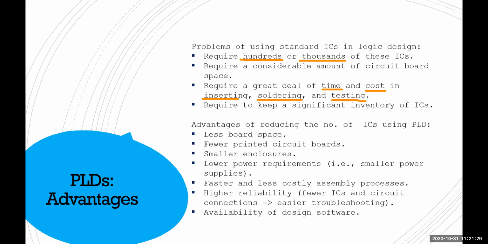It requires keeping a significant inventory of ICs. That means you need to keep a shop or a lab inside your home, with a lot of ICs. You need to keep 1000 NAND gates, 1000 NOR gates, 1000 AND gates, 1000 NOT gates, something like that. Why? Because you do not know which one you will need more, right? So you go to the market and say, give me 1000 NAND, 1000 NOR, 1000 NOT.